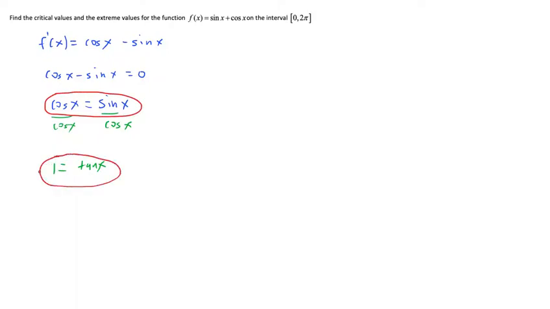Of course, we should get the same answers either way that we do this, but we should get pi over 4 and 5 pi over 4, right? That's where tangent is equal to 1.